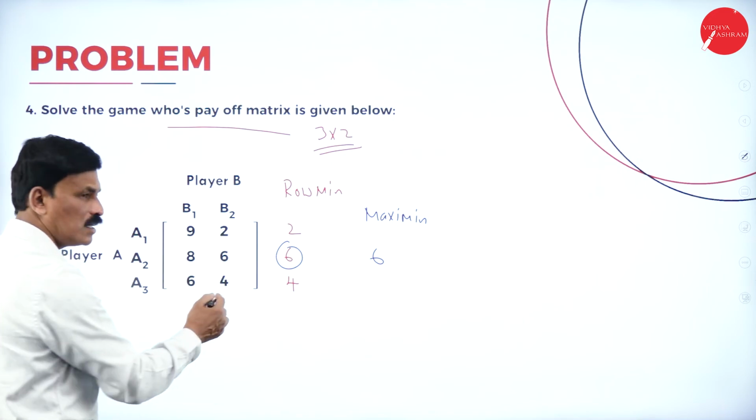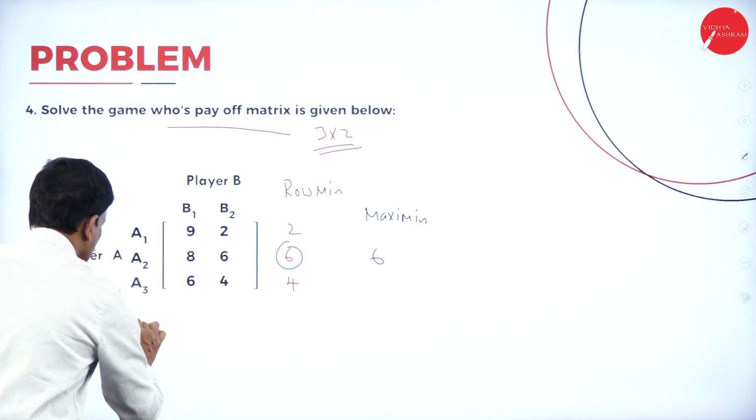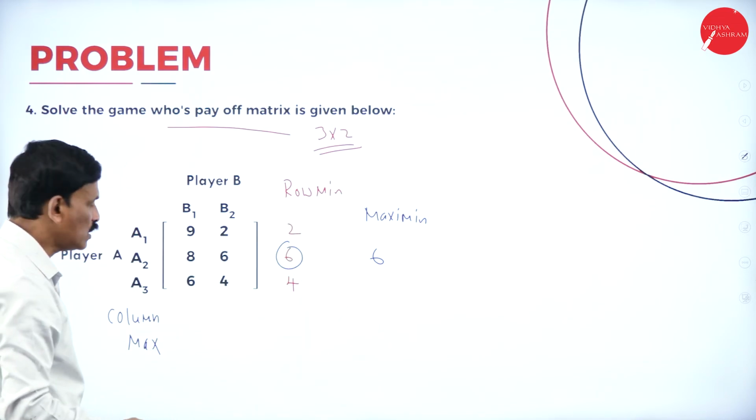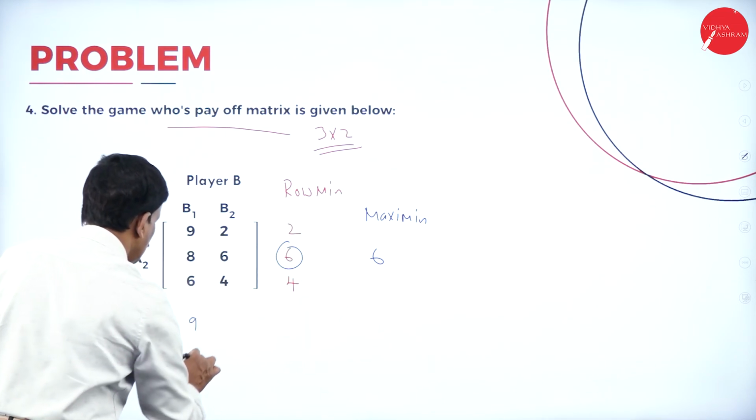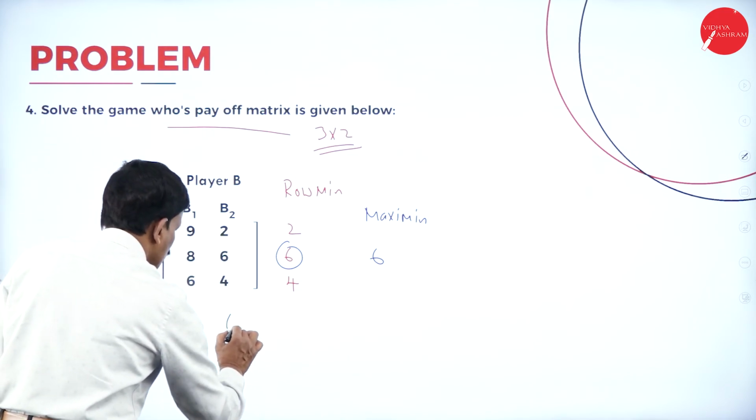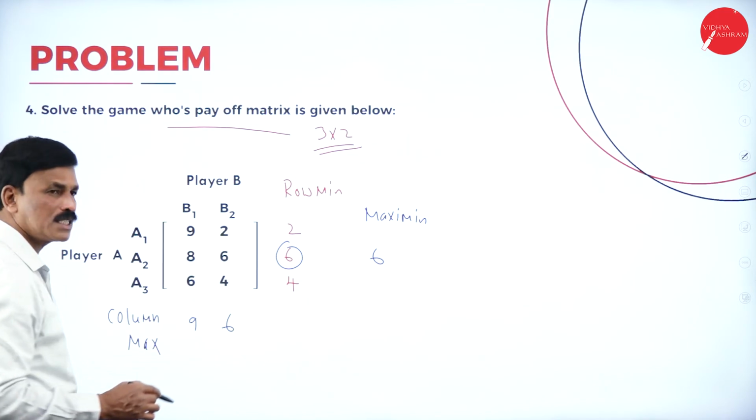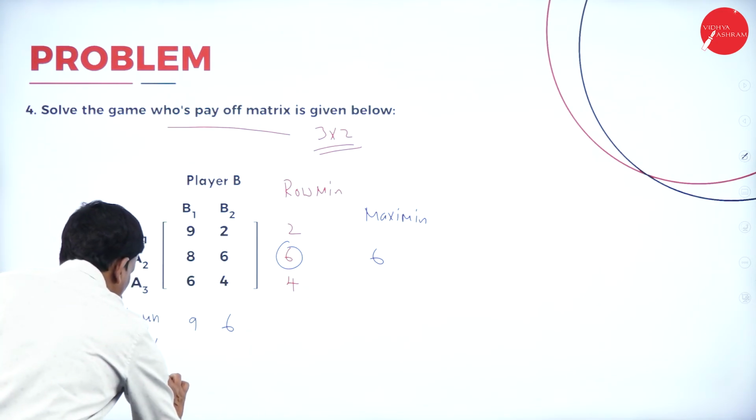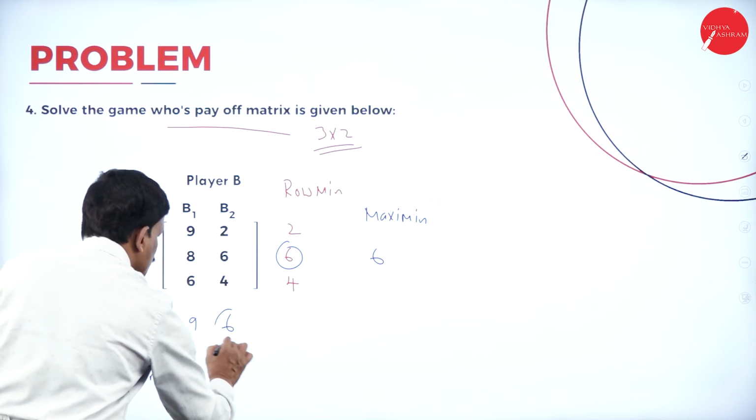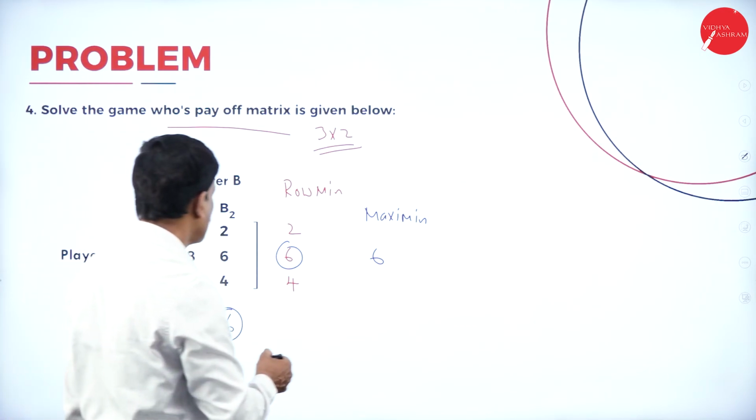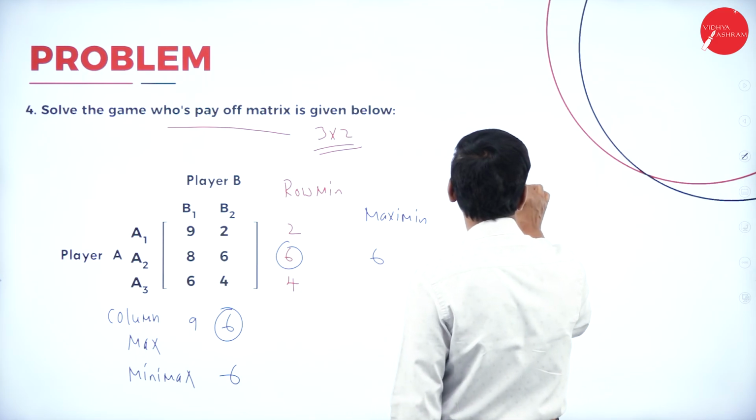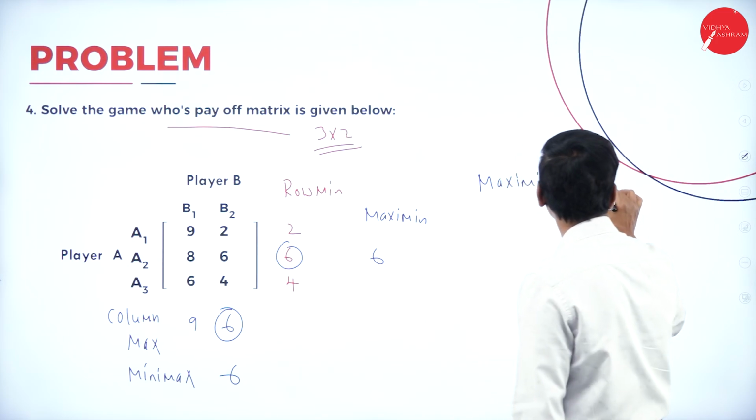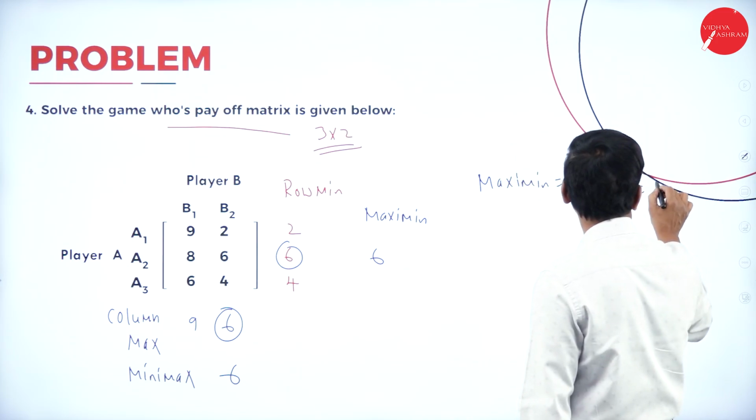Now, come to the columns. In the column, find out the column maximum. Here it is minimum for the row, and for the column, it is maximum. In the first column, the maximum value is 9. In the second column, the maximum value is 6. After finding the maximum value, find out the minimum in this. Minimax: the minimum in this maximum value is 6. So, see, maximin and minimax are the same. Maximin is equal to minimax, equal to 6.